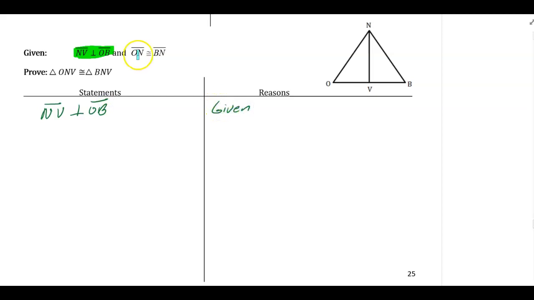And then the second thing we are given is ON is congruent to BN. I'll write that in blue. And the reason is given.